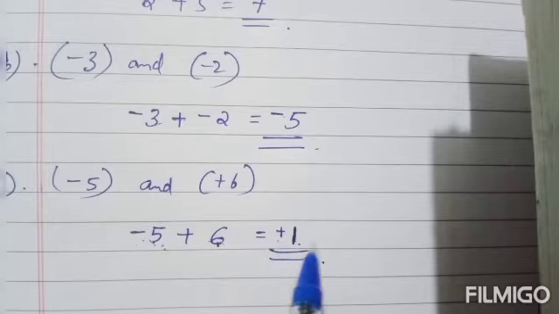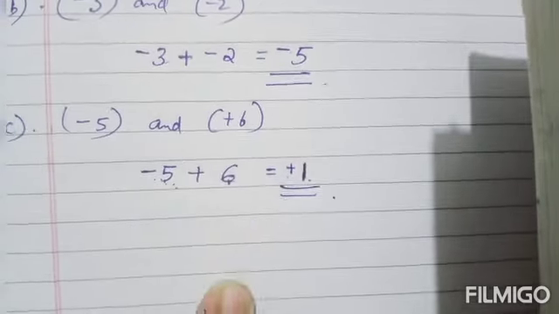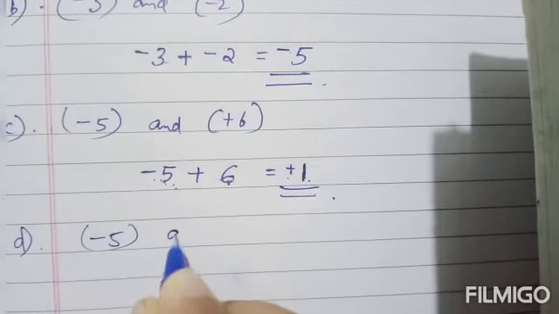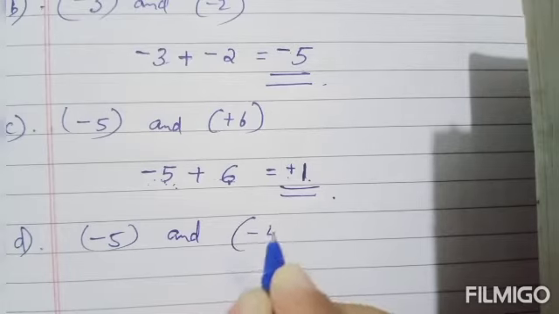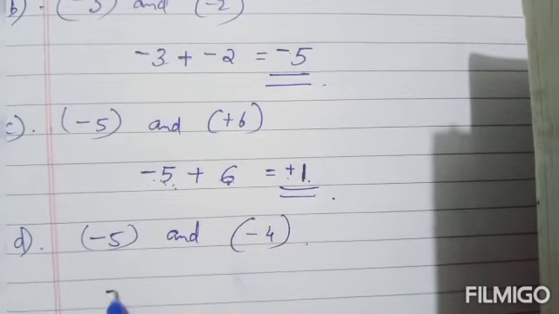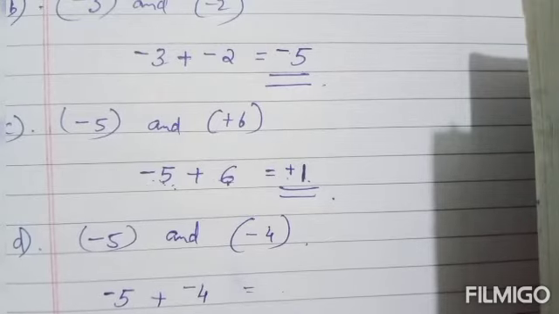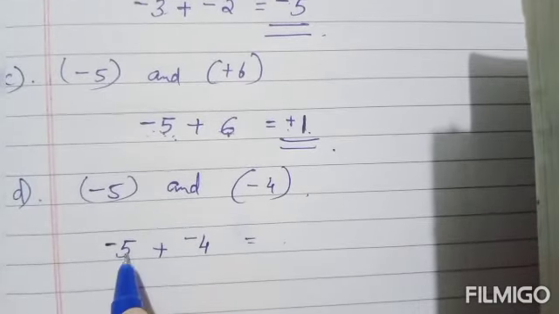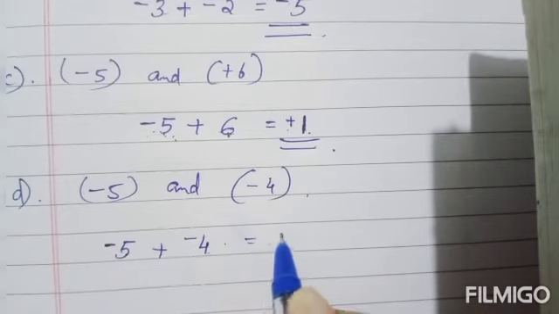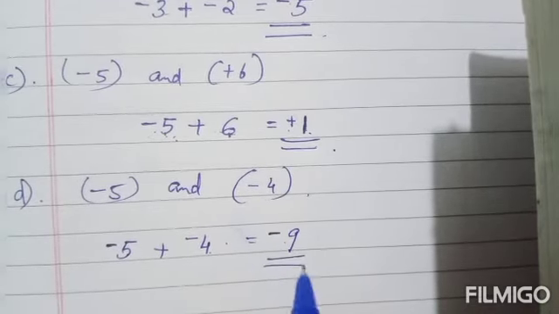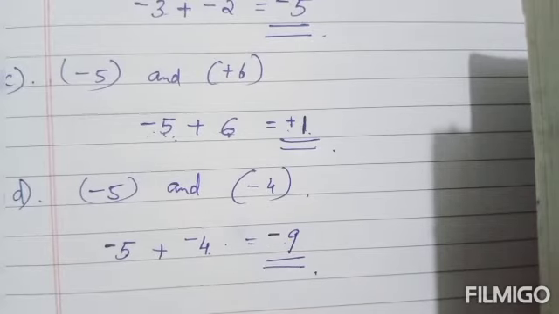Okay, so positive 1 will be the answer. Next D, minus 5 and minus 4. So addition of two negative integers. Two negative integers we know, first add the numbers. 5 plus 4 it is 9. Now put negative sign. Negative 9 will be the answer.